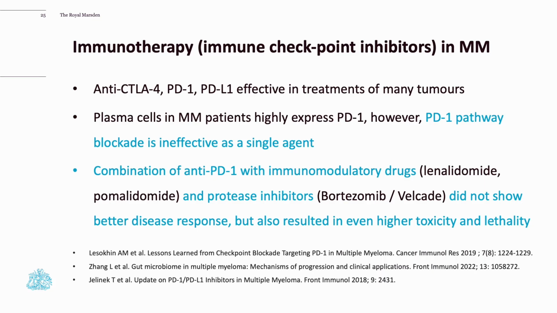You know that there are a few generations available now. The plasma cells in multiple myeloma patients express the PD receptor, programmed cell death receptor, highly. However, it has not been shown that the treatment would be effective, at least not as a single agent. There were also some combination treatments used, with lenalidomide, with Velcade, but there still wasn't a better response. On the contrary, it even resulted in higher toxicity. Is it because of the bacteria?